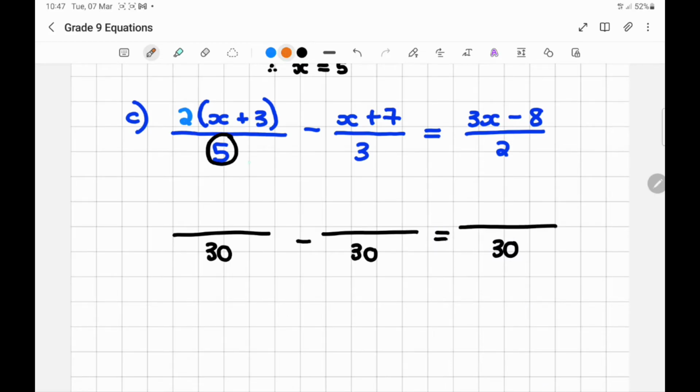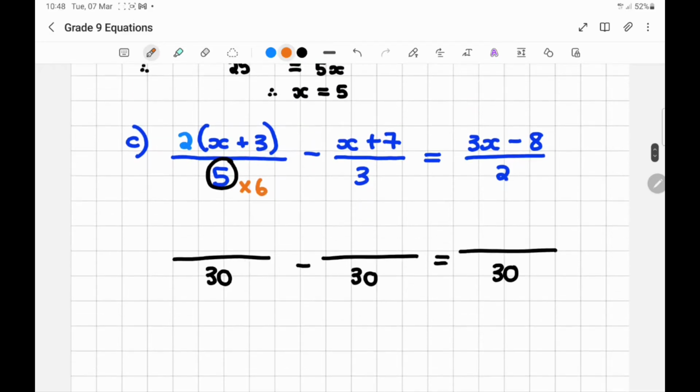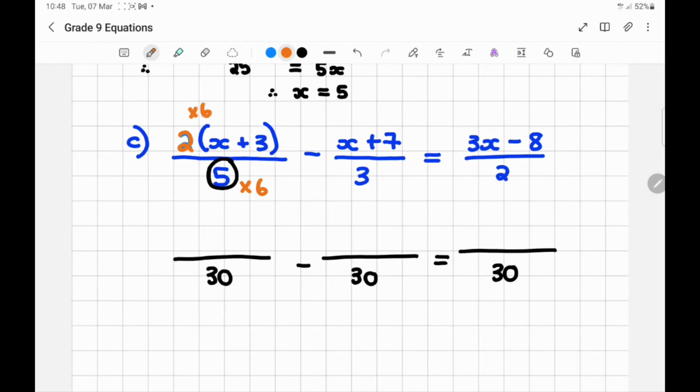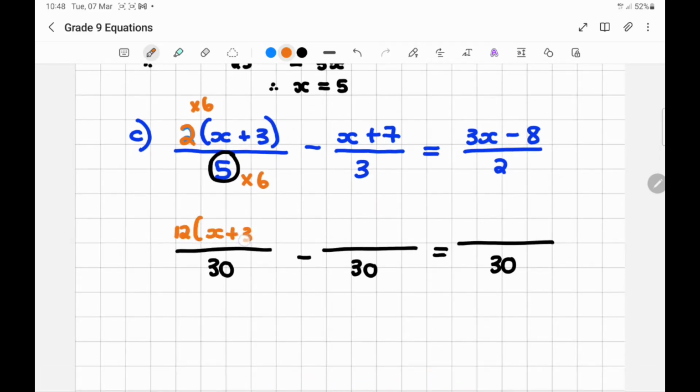Like so. Then we're going to say we need to times this by 6. 6 times 5 is 30. And what you do at the bottom, you have to do on top. Now, if there's a number already in front of the brackets, you're just going to times that number by 6. So 12 is going to go into x plus 3 and no longer just the 2.